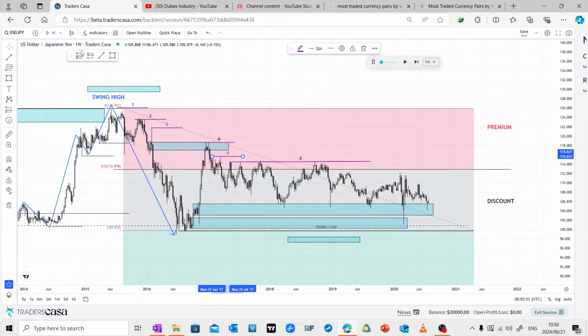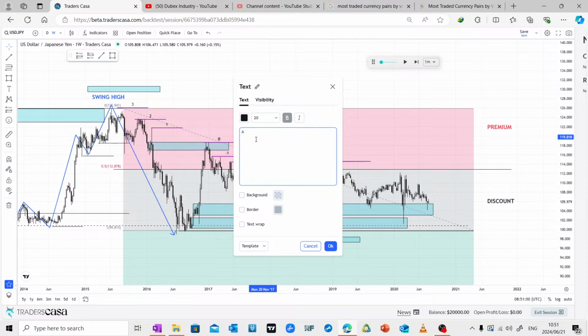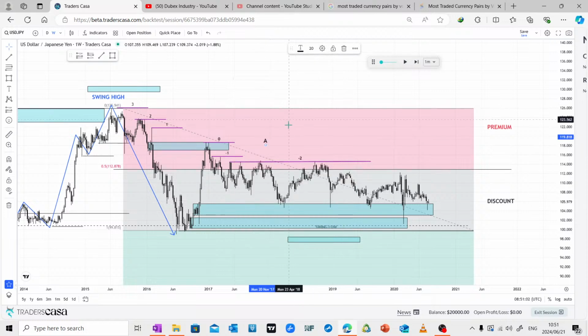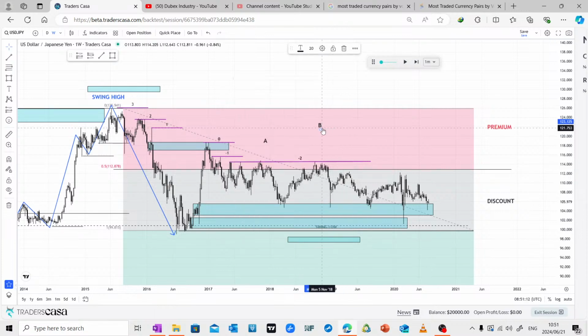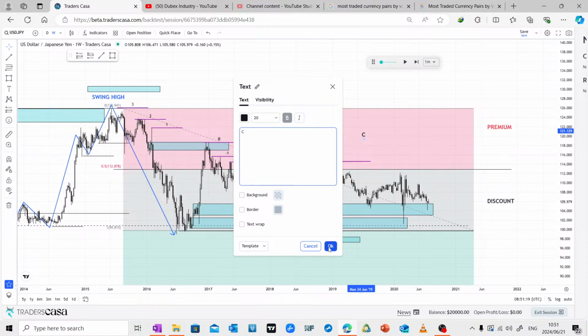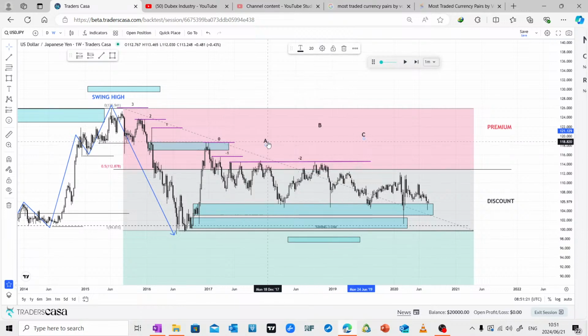So I'll mark that for you so that you follow with me. I'll just say A, and I'll say B. The reason I'm doing this is so that we have a reference when we are actually in a trade, right? It'll be easier for me to reference with you guys. Can you please explain what you mean at point A, point B?